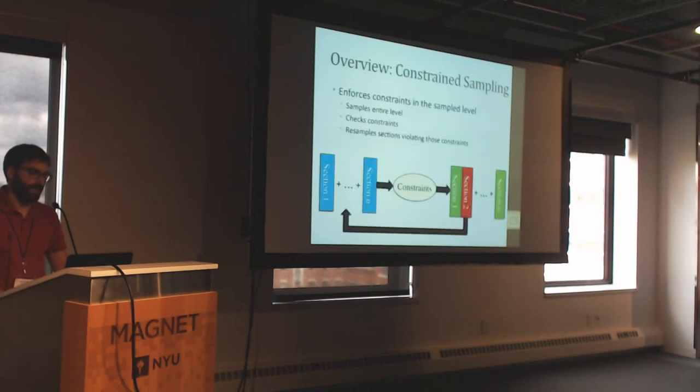So you can extend this with some constraints in the sampling. The idea is to chunk the level into different sections. And in every section, you check whether the constraints are validated or not. For instance, you can make an agent that plays the level. And if in a specific section the agent gets stuck, so the level is not playable, you remove this section and you resample that section again.